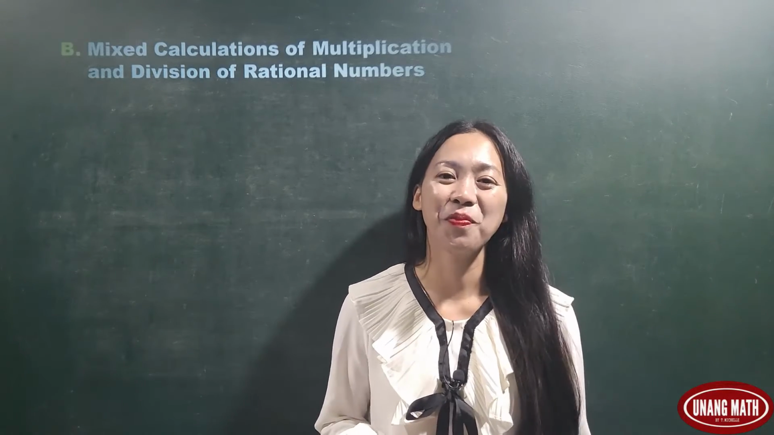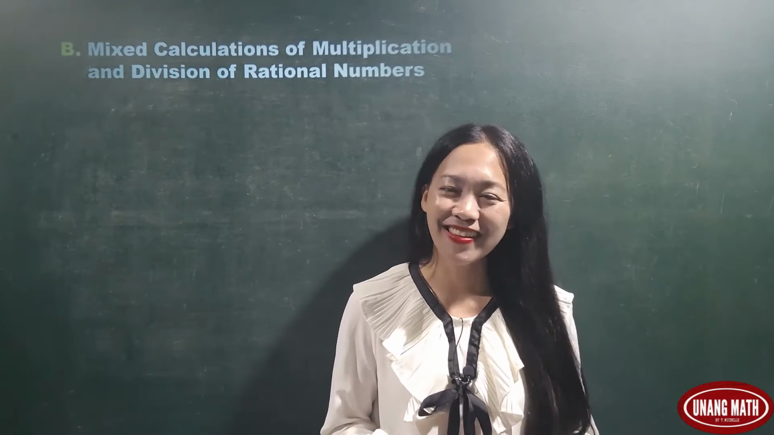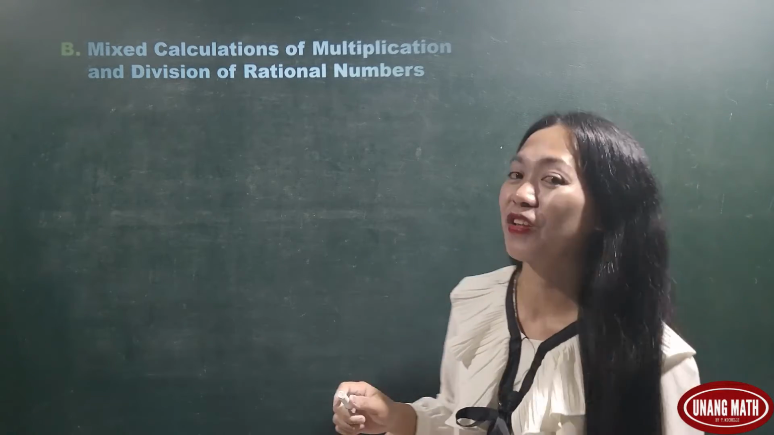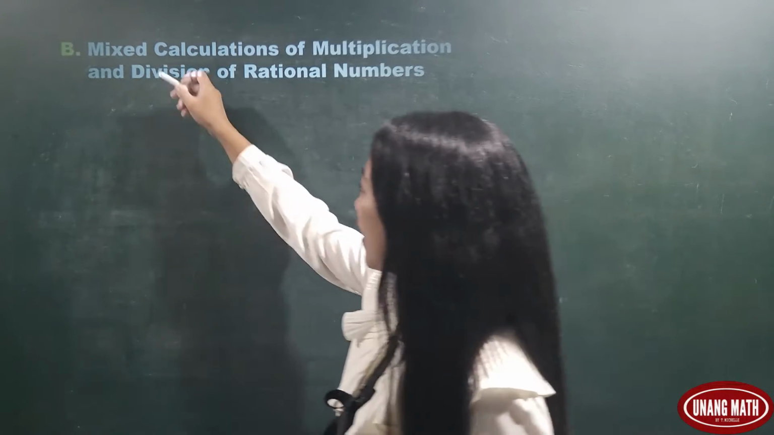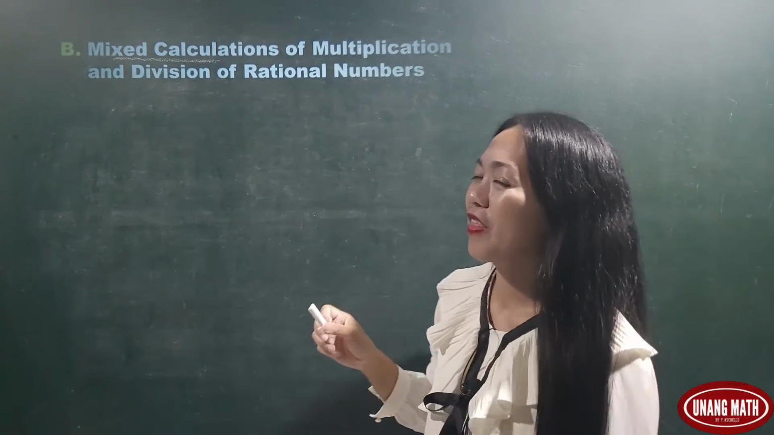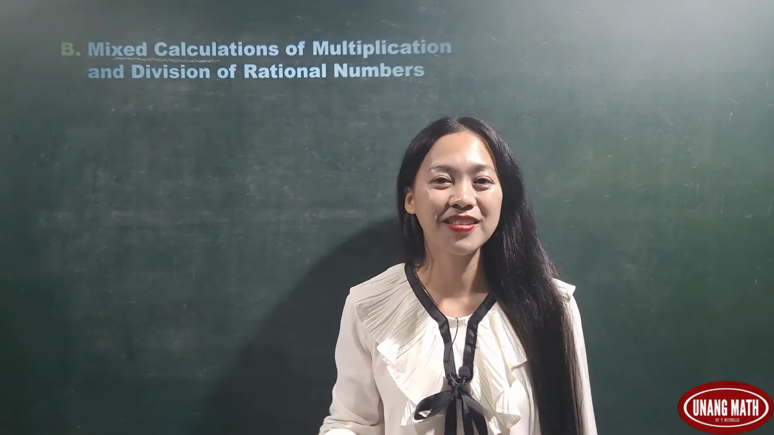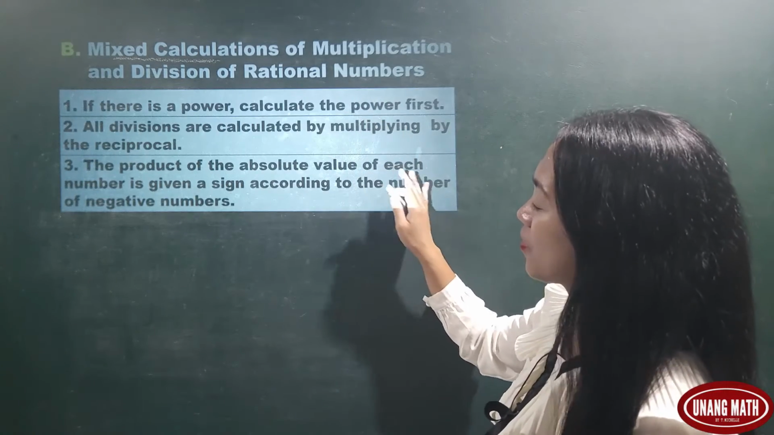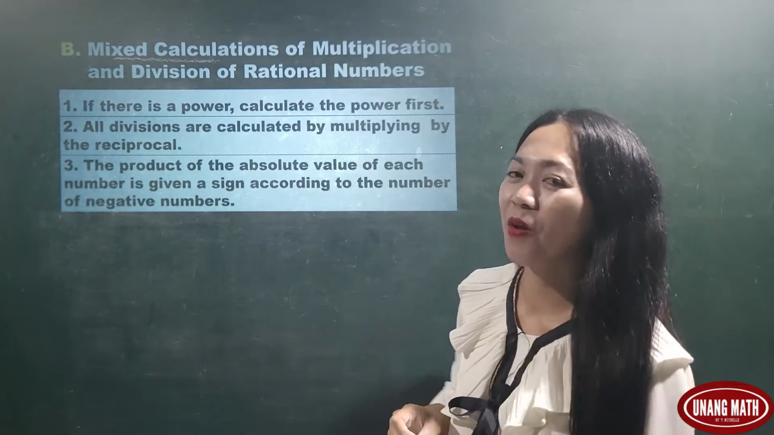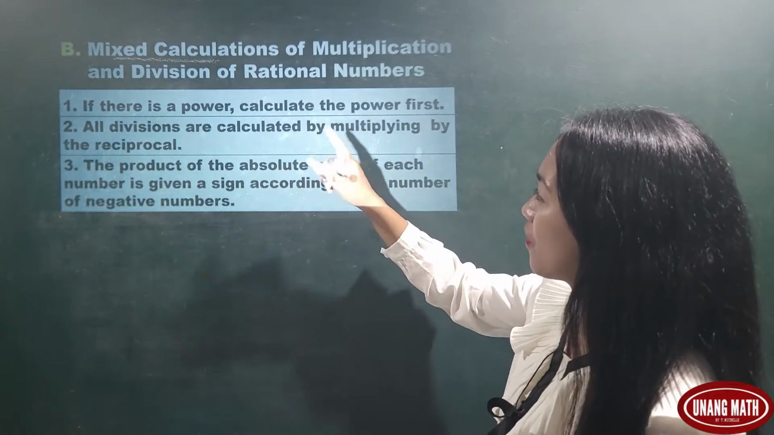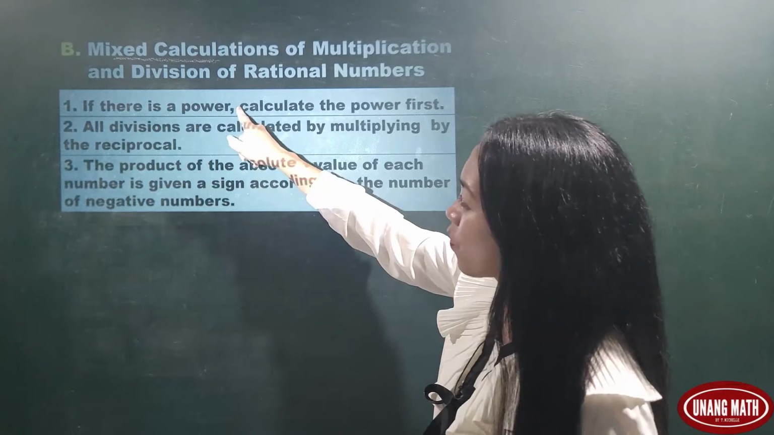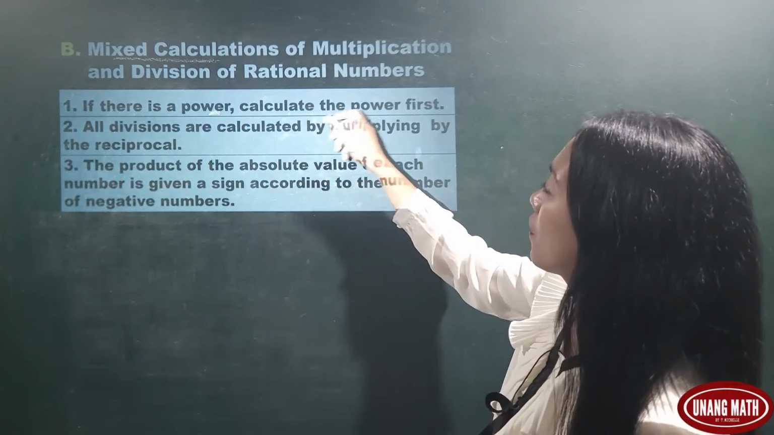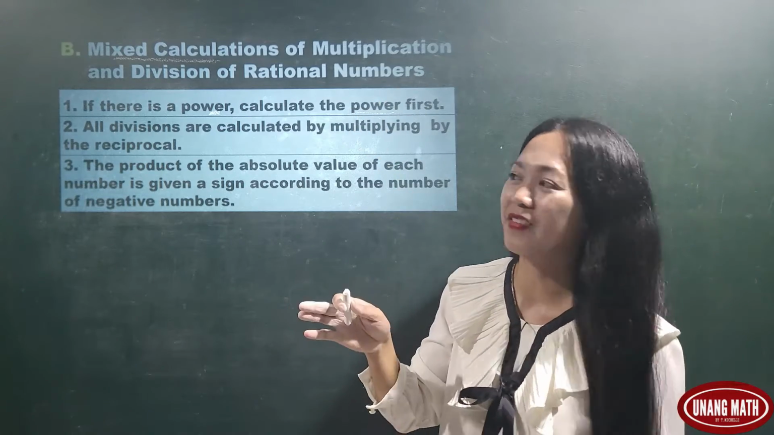We are now in the second part of this episode, and this is about mixed calculations of multiplication and division of rational numbers. Mixed calculation means there are 2 or more operations in one problem. I listed here 3 things that you need to remember in solving mixed operations of multiplication and division of rational numbers. Number 1, if there's a power or exponent, we need to calculate the power or exponent first.